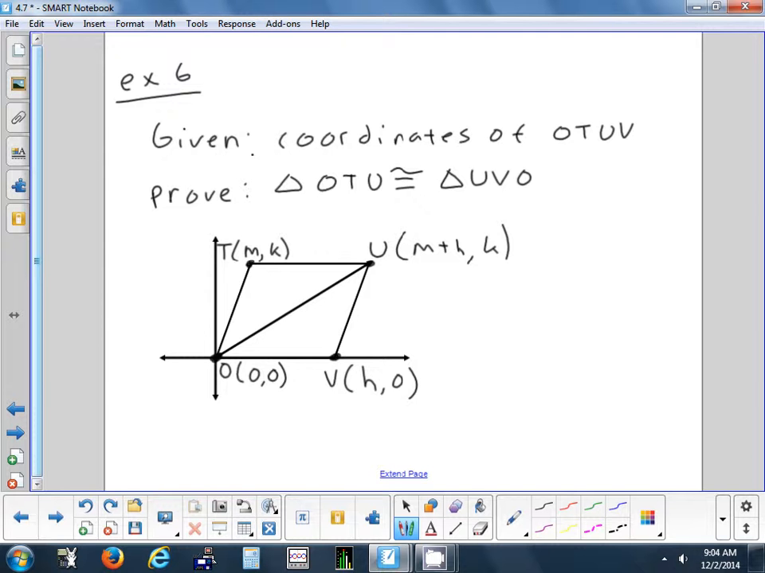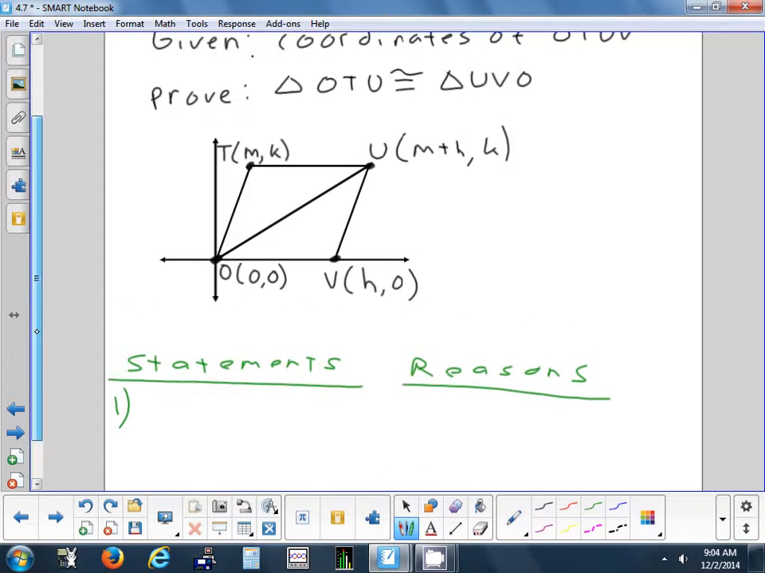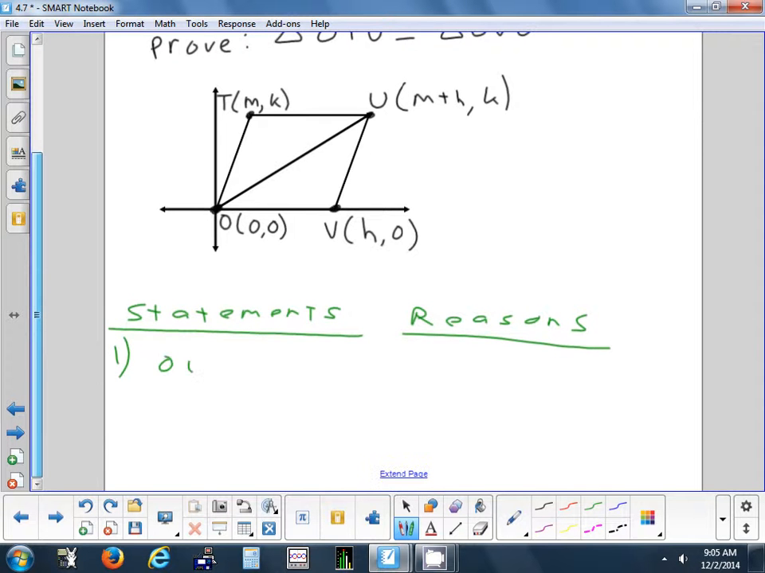Is there anything we at least can say right away? Maybe if they share something. Segment OU is congruent to itself. Let me organize this a little bit more for you. Statements and reasons. So Connor said OU is congruent to itself. That's reflexive.